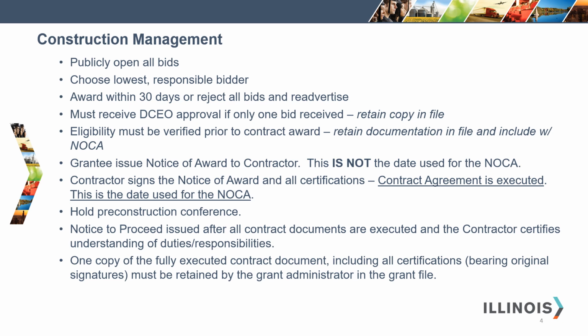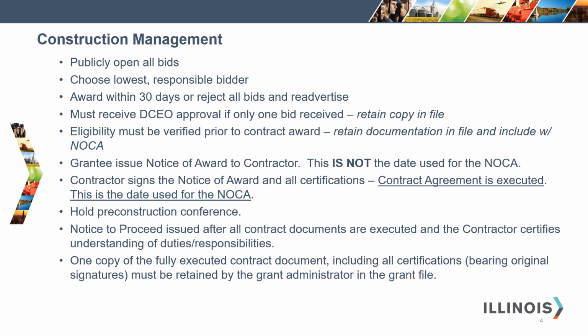So there may be only one bidder, but there cannot be only one interested party according to 2 CFR 200. So if you had only one person pick up a bid packet, you must re-advertise your project. Eligibility must be verified prior to the contract award. Retain documentation in the file and include it with the notice of contract award, which will be covered.